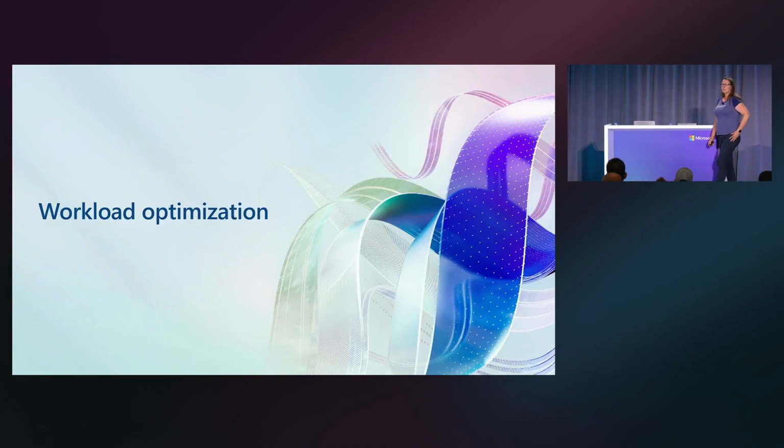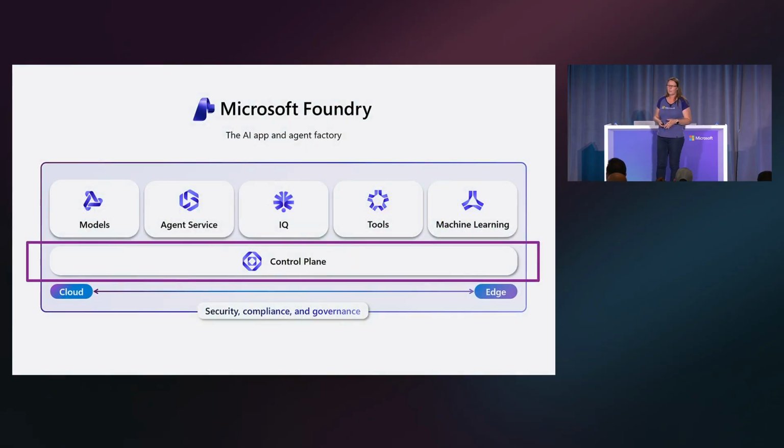Next thing I want to talk about is workload optimization. It's all very good knowing how to estimate and analyze the costs, but what are we doing within the workloads themselves to make them as cost efficient as possible? Now, Microsoft Foundry announced some capabilities in Control Plane during this event, and there are two in particular, model routing and token routing, that can actually help us with our costs.